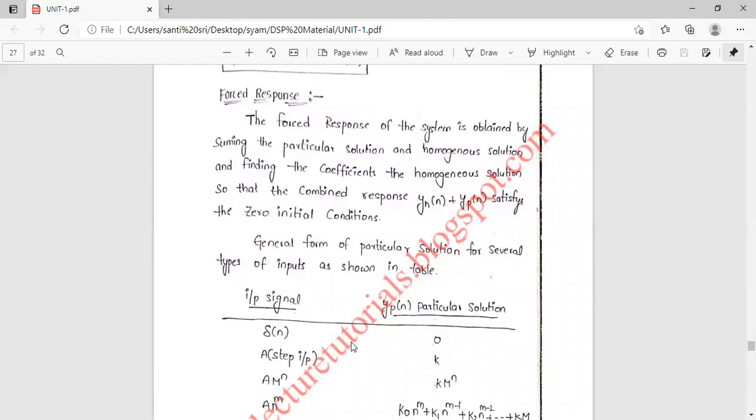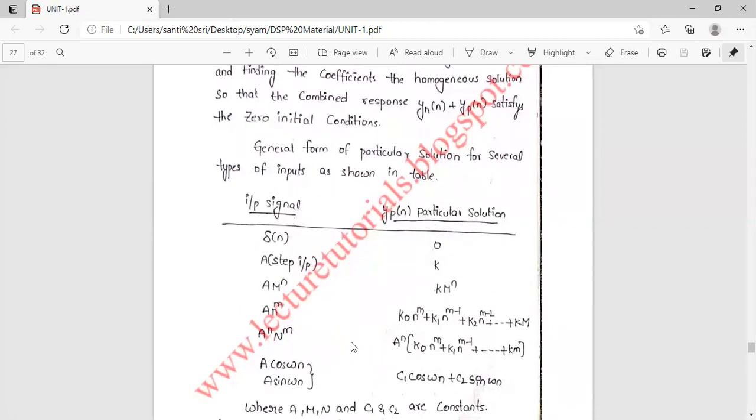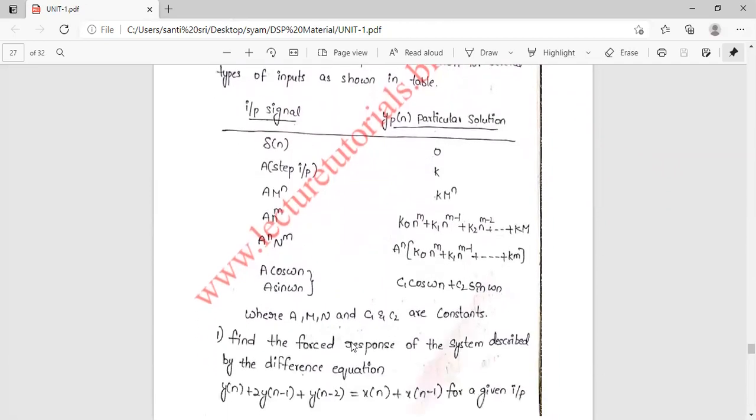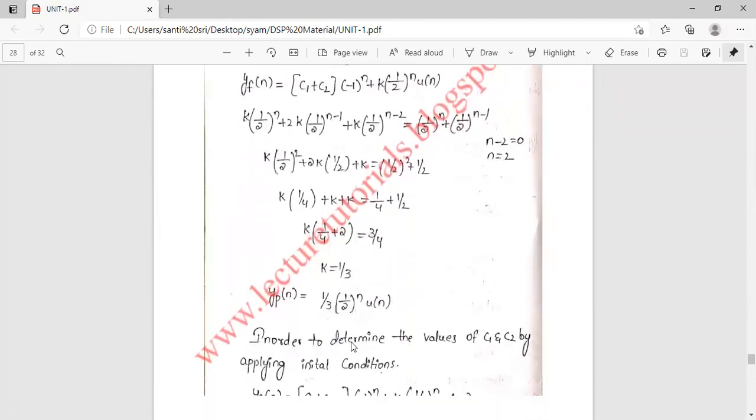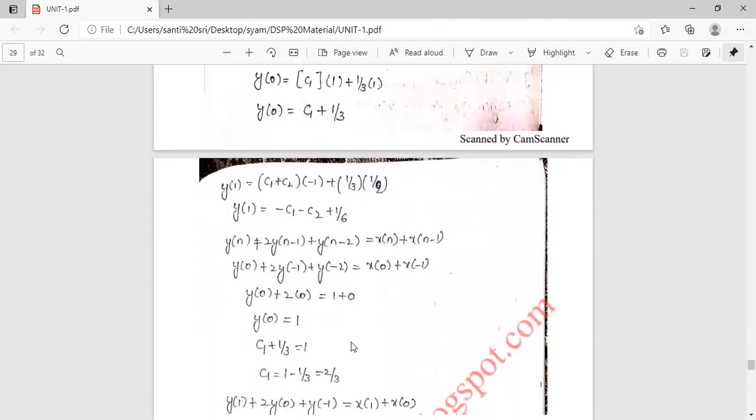Zero initial conditions. After that, we have some input signals, and the particular solution for these input signals is like this. And we have done some problems also on this forced response.